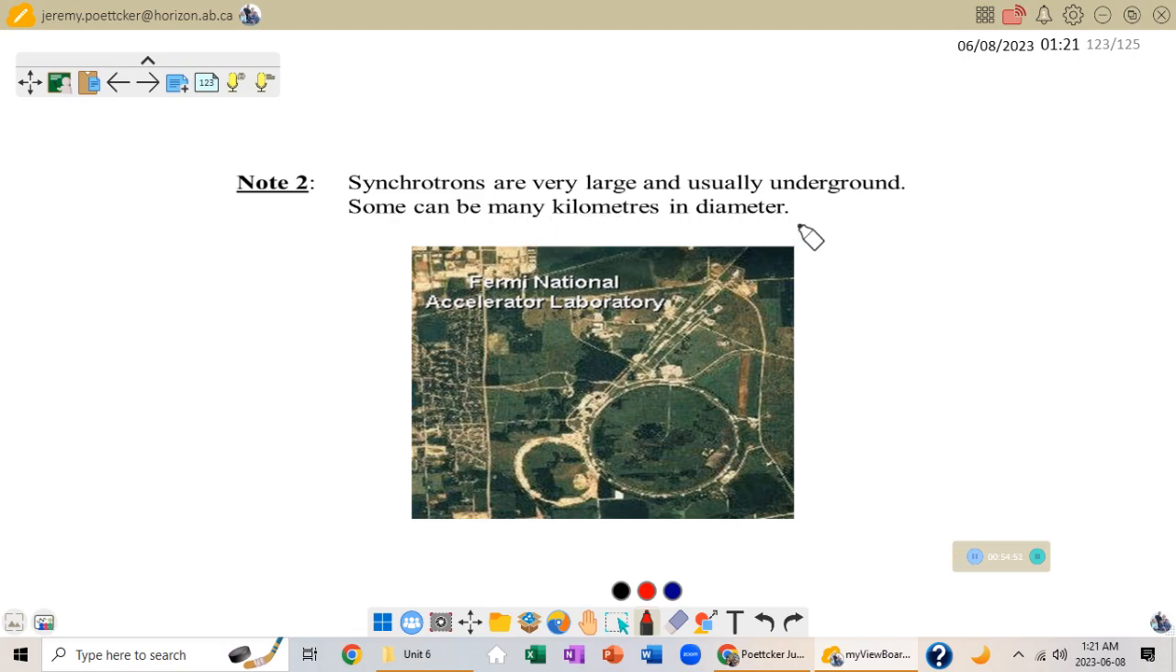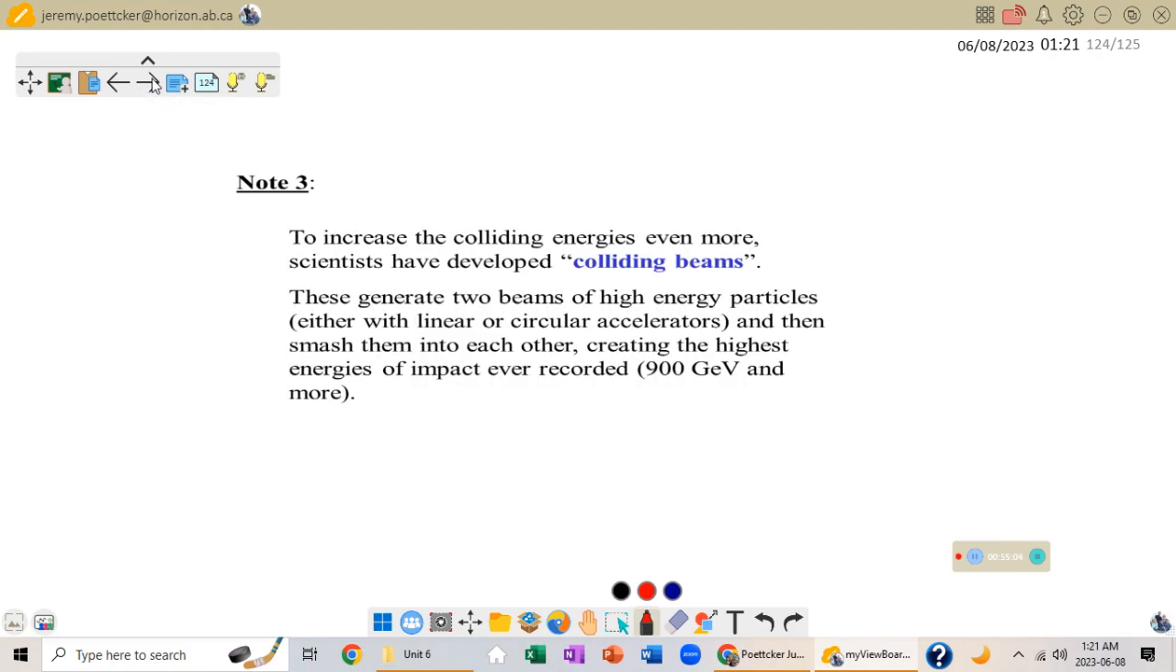Synchrotrons are very large and usually underground. Some can be many kilometers in diameter. The Fermi National Accelerator Laboratory in the States, you can see this is an overhead view. It's big. CERN, on the border between Switzerland and France, is much bigger, a 27 or 20-something kilometer diameter, I believe.